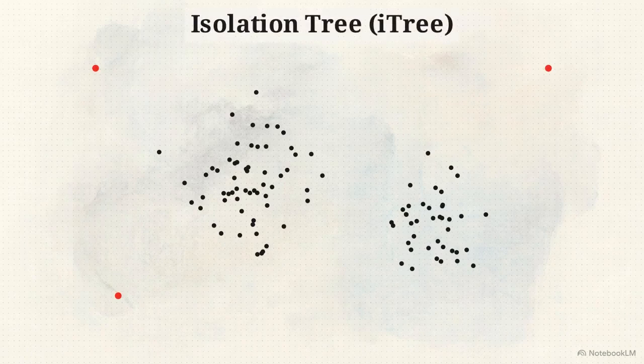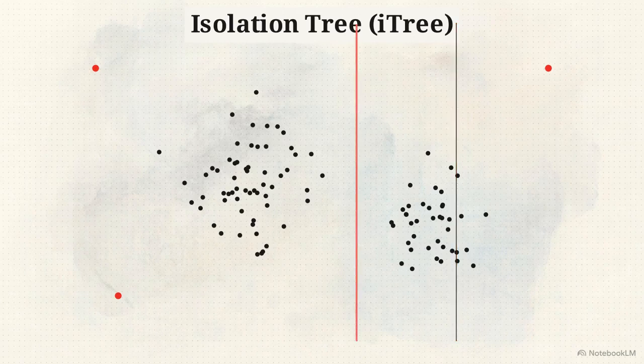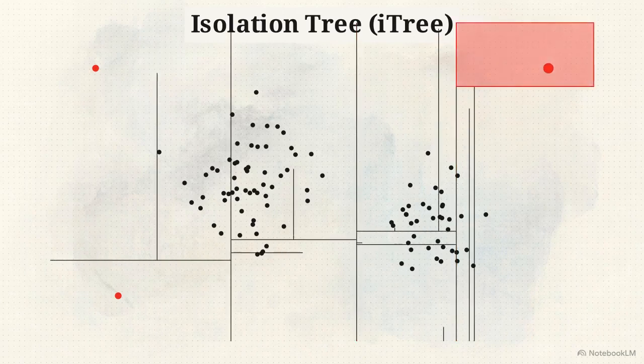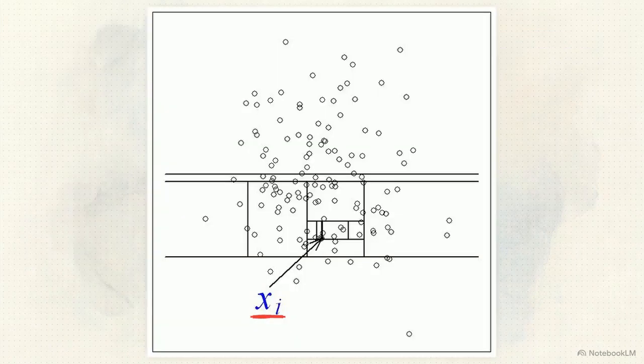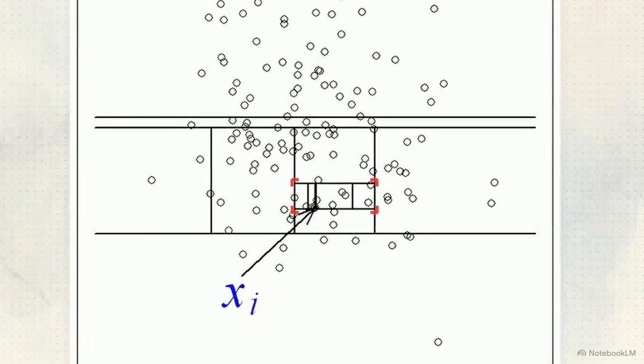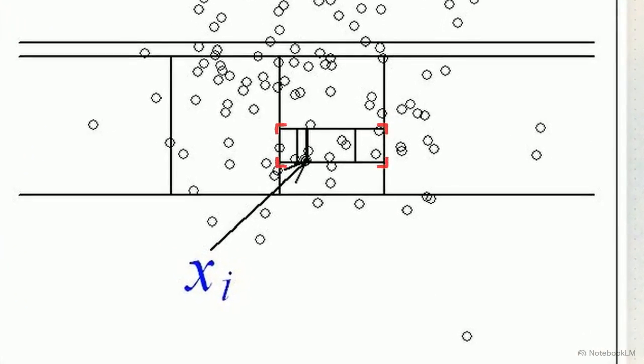Instead of carefully measuring distances, the algorithm takes a dataset, randomly selects a feature, and slices the data with a random split value. Then it recursively does it again. This plot shows a dense central cluster undergoing random slicing to isolate the point labeled xi. Because xi is tightly surrounded by similar data, separating it requires dozens of random splits. Its path length down the algorithmic tree is exceptionally long.